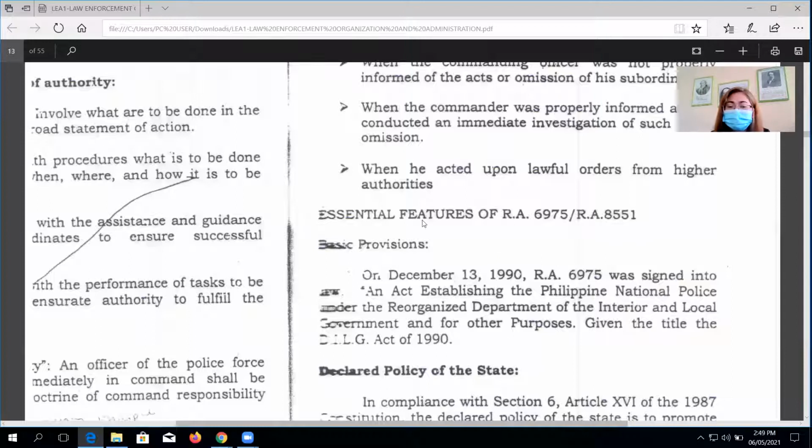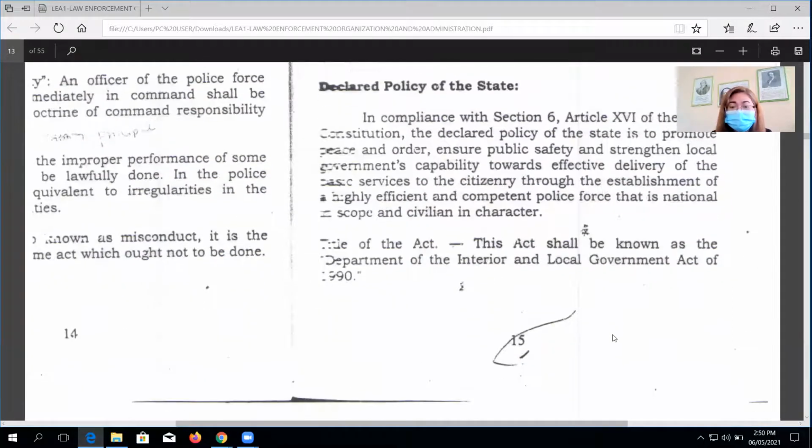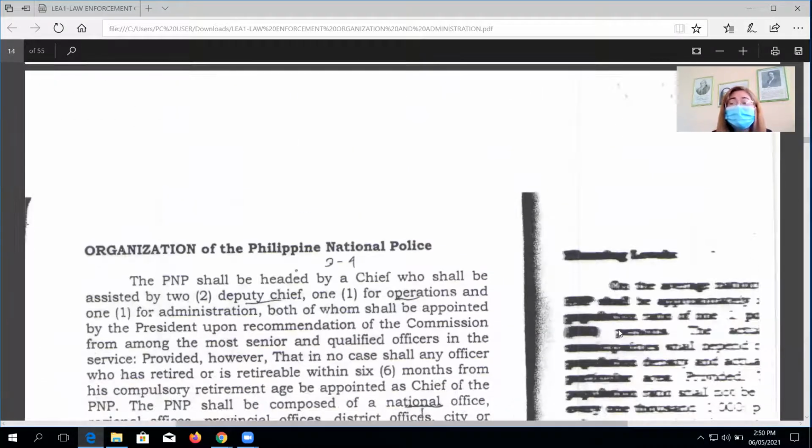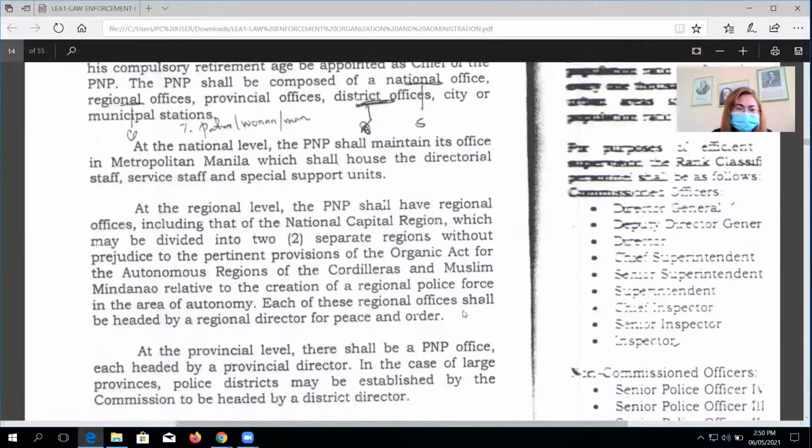All right. So I will no longer discuss the features of Republic Act 6975 because I've already discussed that in our previous discussion and also in our previous video. So we'll move forward to Republic Act 8551.